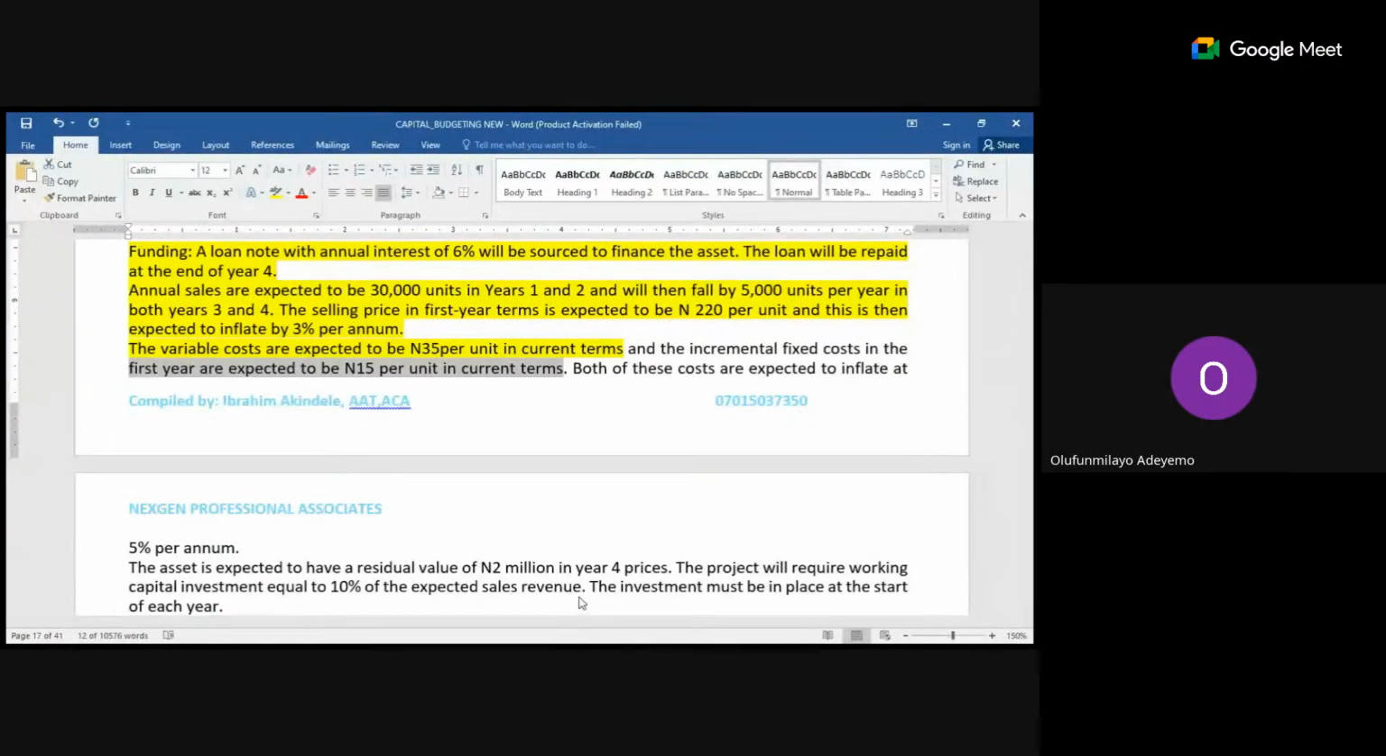This part said the incremental fixed cost in the first year is expected to be 15 naira per unit in current terms. The variable cost, they didn't mention anything about first year. They just said in current terms. So for this one that has first year and current terms, is it still going to be first year that the inflation will be starting? Yes.